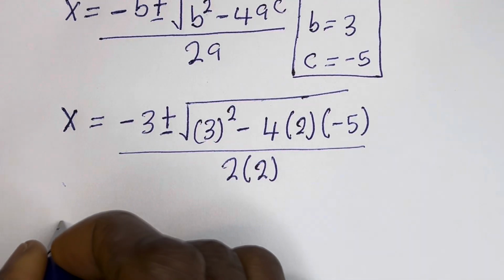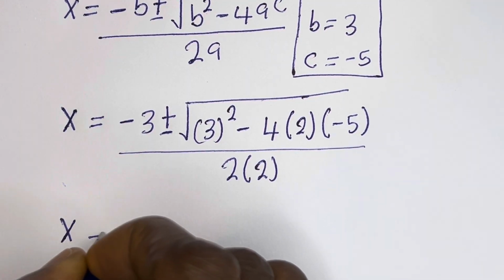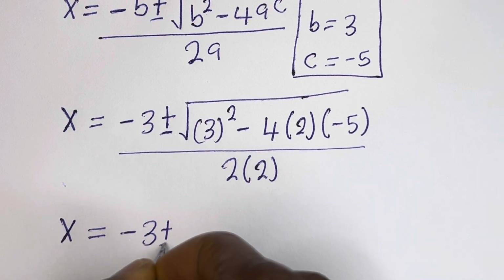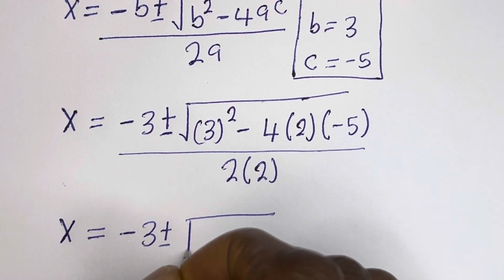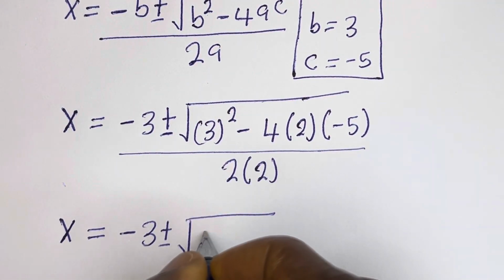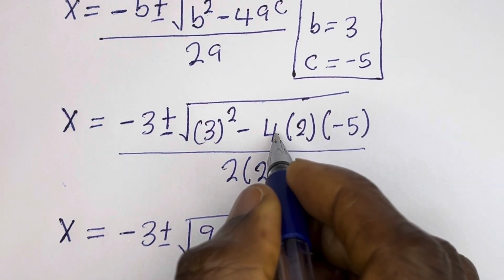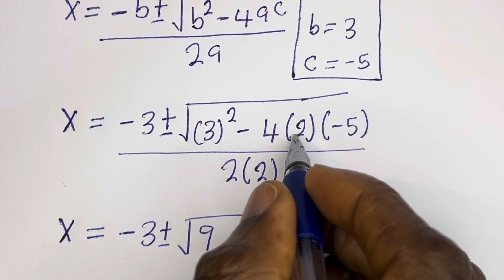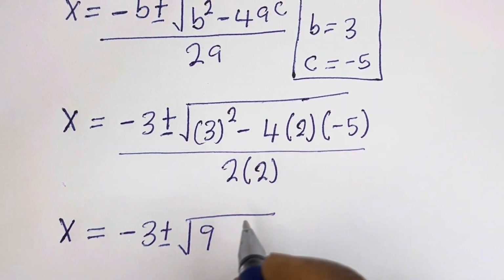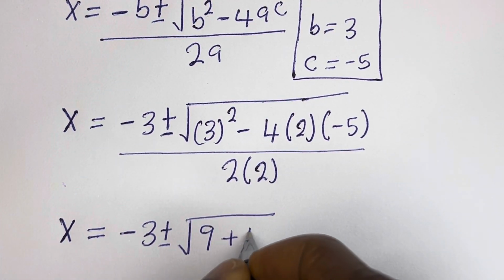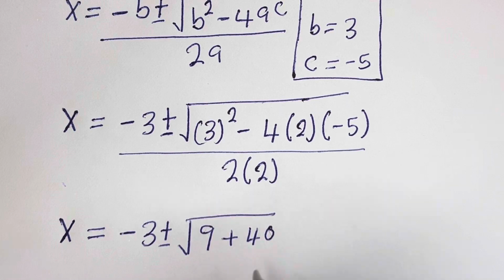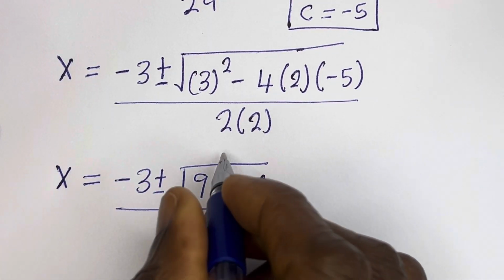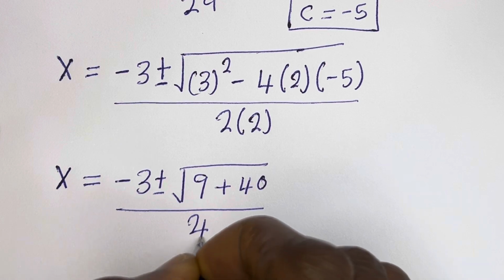Then here s is equal to minus 3 plus or minus the square root of 3 squared, that is 9. Here is minus 4 times 2, that is minus 8, multiplied by minus 5, that is plus 40. Then everything divided by 2 multiplied by 2, which is 4.